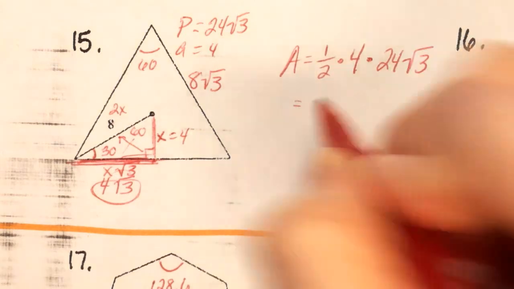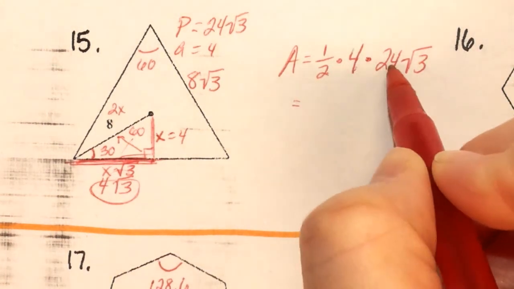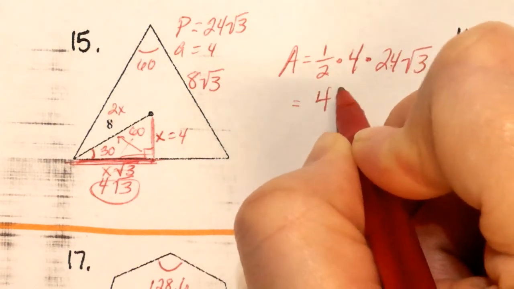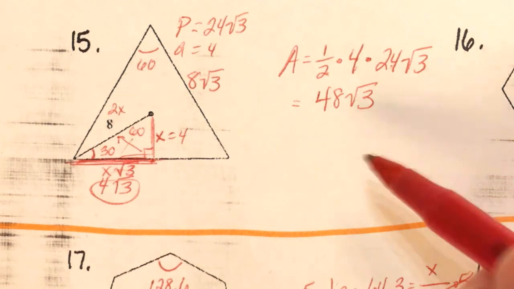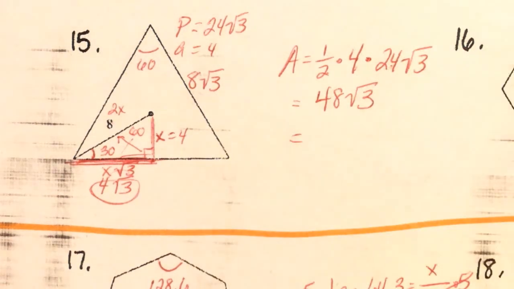What's half of 4? 2. What's 2 times 24? 48. So if the directions didn't say to round to the nearest tenth, this is an exact answer. But plug it into your calculator now. 48 square root of 3. 83.1.